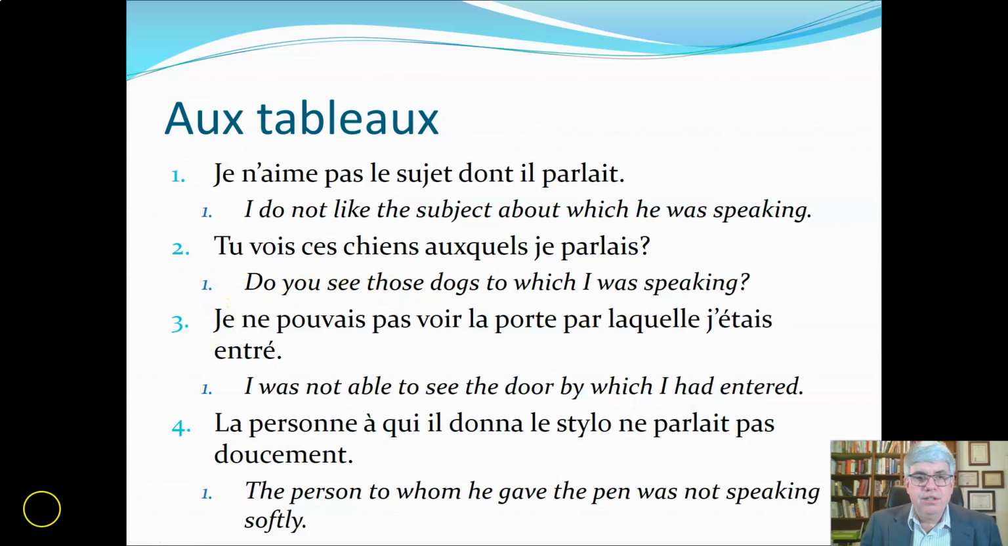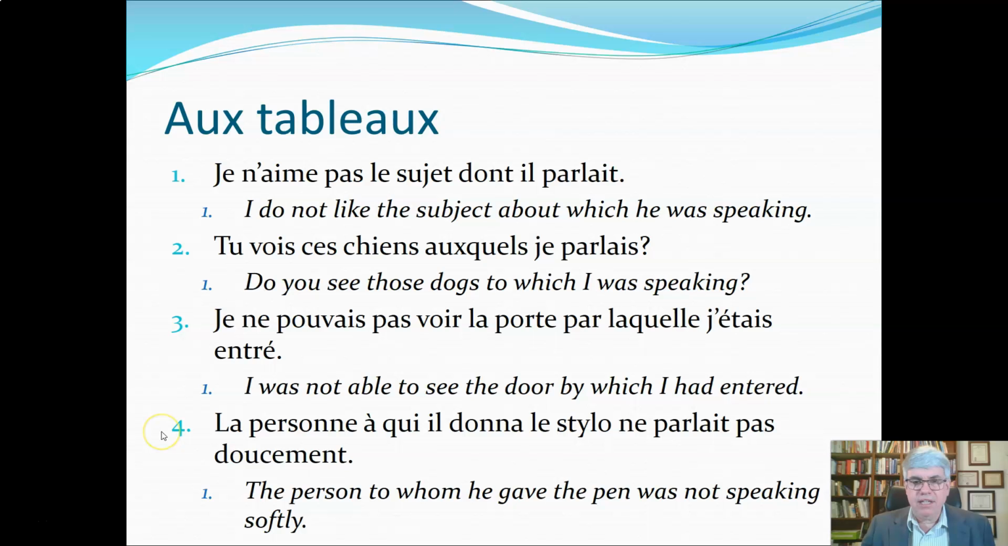Number 3, je ne pouvais pas voir la porte par laquelle j'étais entré. So here we have an imperfect, and here the helping verb is in the imperfect. So this is the pluperfect, or the plus que parfait. So je ne pouvais pas voir, I was not able to see, or I couldn't see, the door by which j'étais entré, I had entered. We'll put the helping verb in the past tense. I had entered for the pluperfect. I was not able to see the door by which I had entered.